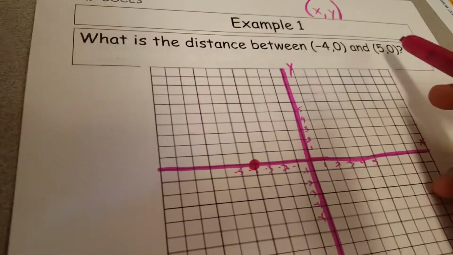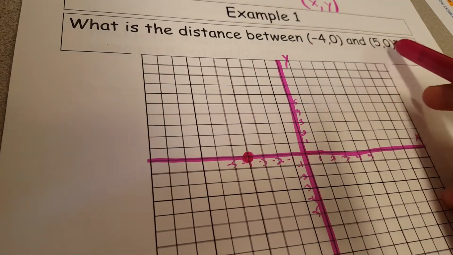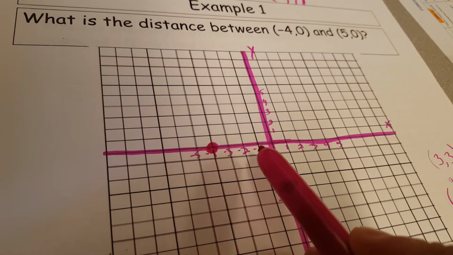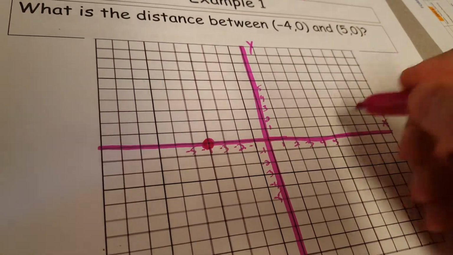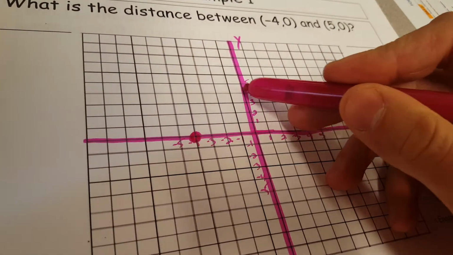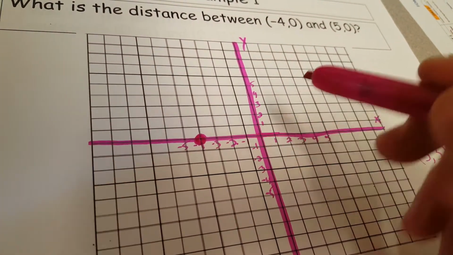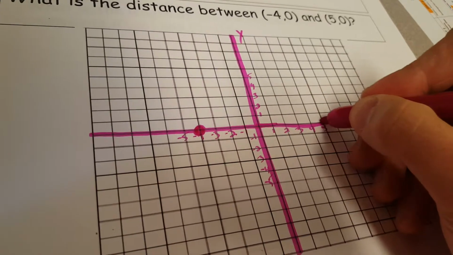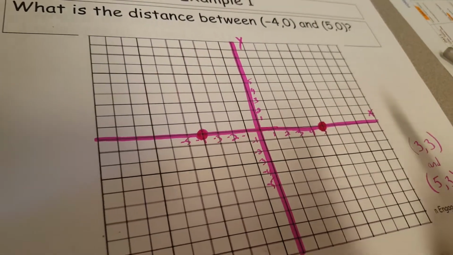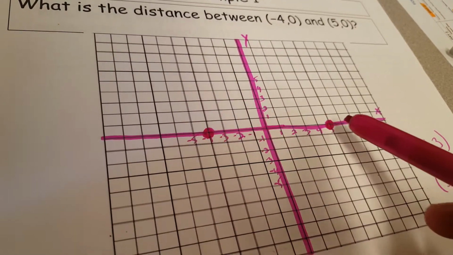My second ordered pair is 5, 0. So again, on my x-axis, I'm looking for 5, and that's right over here. And on my y-axis, I'm looking for the number 0. So where do 5 and 0 meet? Right on my x-axis. And now I want to know the distance from point A to point B.